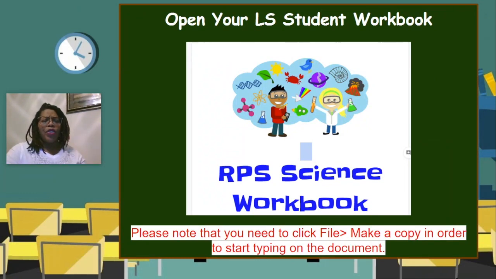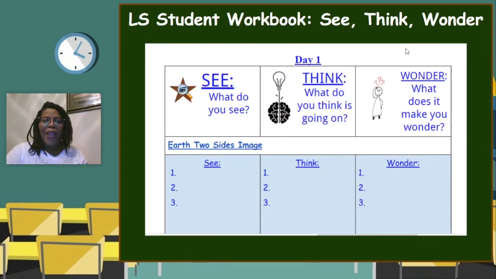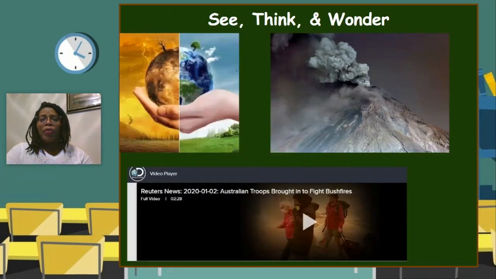If you don't have your student workbook out, you will need that handy. There will be some places for you to take notes as I go through the explanation, as well as we'll look back at your See, Think, and Wonders first that you did on day 1. So let's go ahead and look at that document. And let's look at the See, Think, and Wonders and see what you noted and see if there's anything that you might have thought you saw that you didn't. Okay? So these are the things that we looked at for our See, Think, and Wonder.